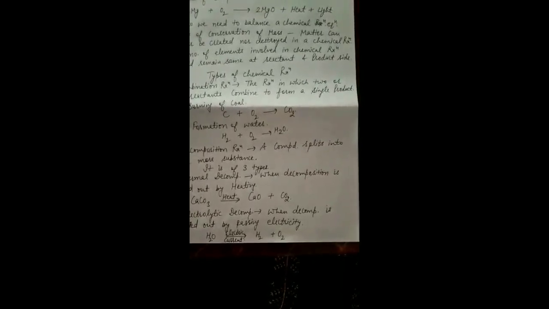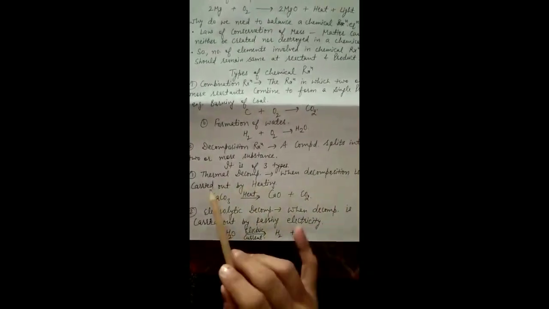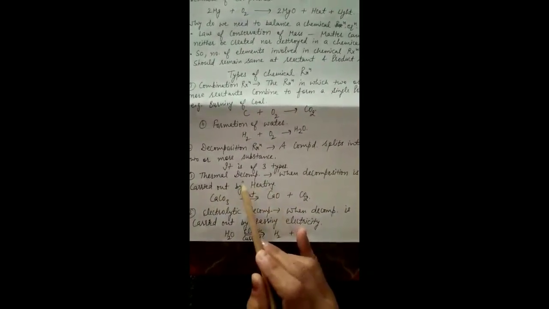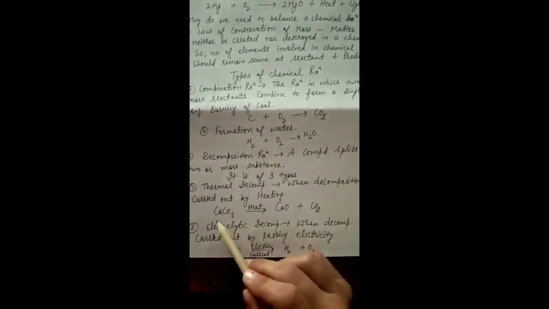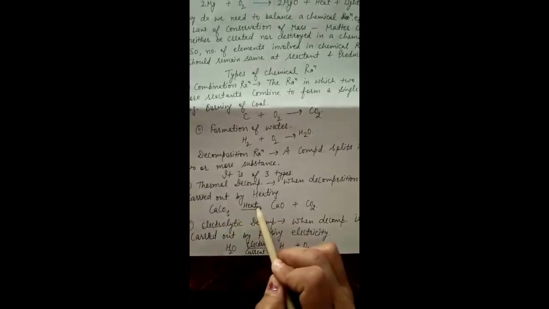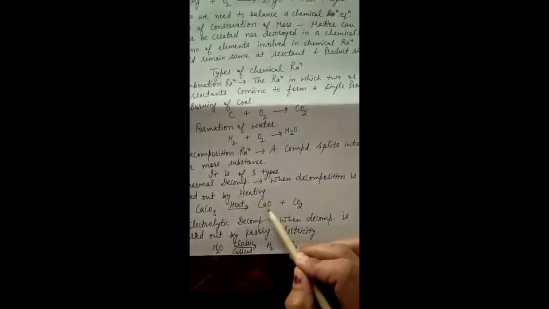Now the types of decomposition reaction. Decomposition reaction is of three types. First, thermal decomposition. When the decomposition is carried out by heating, this is thermal decomposition. Thermal means heat. You can take the example of calcium carbonate heated in presence of oxygen. It will form calcium oxide and CO2.